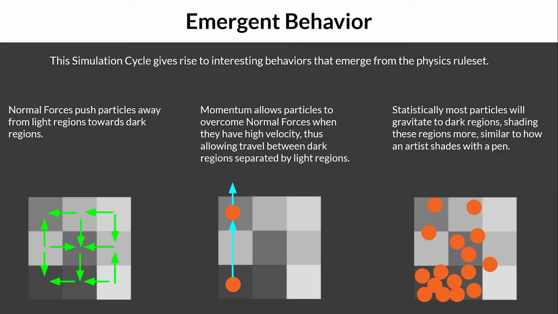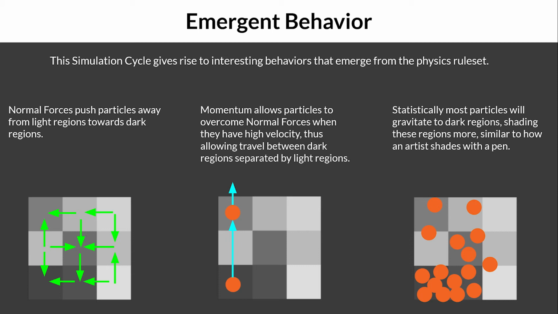Now, all of these physics rules we've defined and the various steps of the simulation cycle result in some interesting emergent behaviors. I'll just be going over 3 for the moment, but I'm sure if we really thought about it, we could probably come up with a few more. First and foremost, the normal forces naturally will push particles away from light regions and towards dark regions. As you can see in the diagram at the bottom left, the green arrows show the direction that the normal force might push a particle if it is approaching that pixel from some angle.